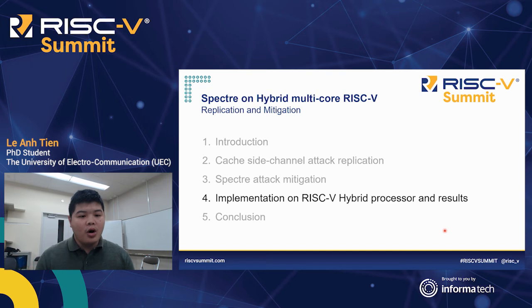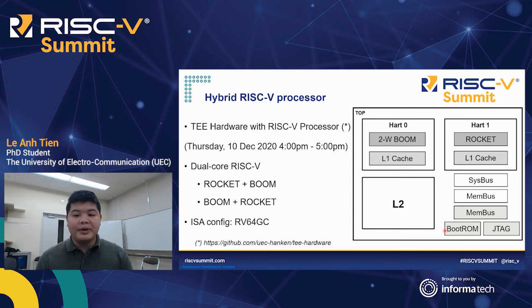So all of these attacks and mitigations have been implemented and run on a RISC-V hybrid processor. In this work, we have designed a hybrid two-core RISC-V processor. The system consists of a dual core of the Rocket Chip's Rocket core and the Berkeley out-of-order processor, BOOM. The processor implementation is based on the T-boot procedure with a crypto accelerator.